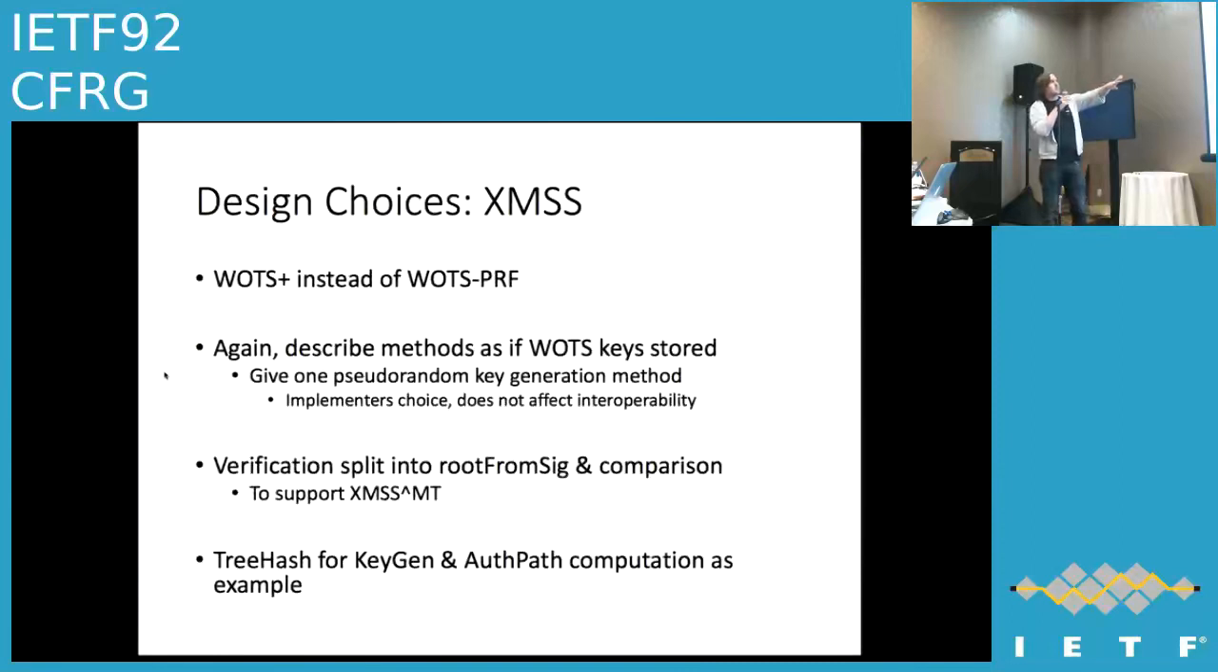Next. So the first point I already explained. So this WOTS PRF is this third variant. Then we describe the methods in terms of all the one-time signature key pairs stored. We give an example of a pseudo-random key generation method, but as for Winternitz, this doesn't affect interoperability, so we leave it also to the implementer to perhaps use a different method.